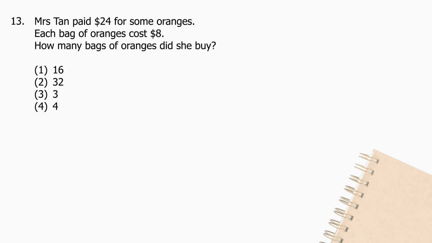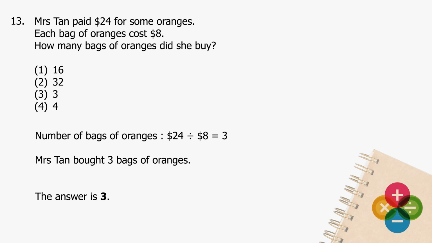Question 13. Mrs. Tan paid $24 for some oranges. Each bag of oranges cost $8. How many bags of oranges did she buy? The number of bags of oranges will be: divide $24 by $8, and the quotient is 3. Mrs. Tan bought 3 bags of oranges. The answer is 3.